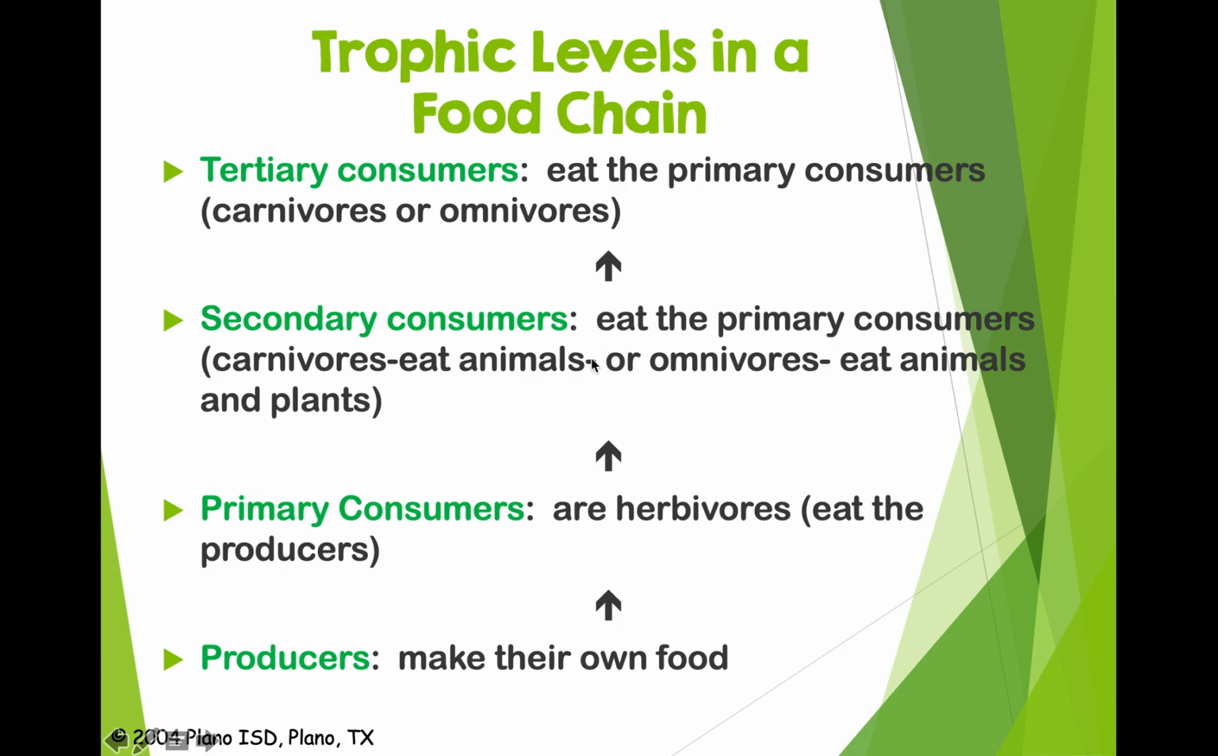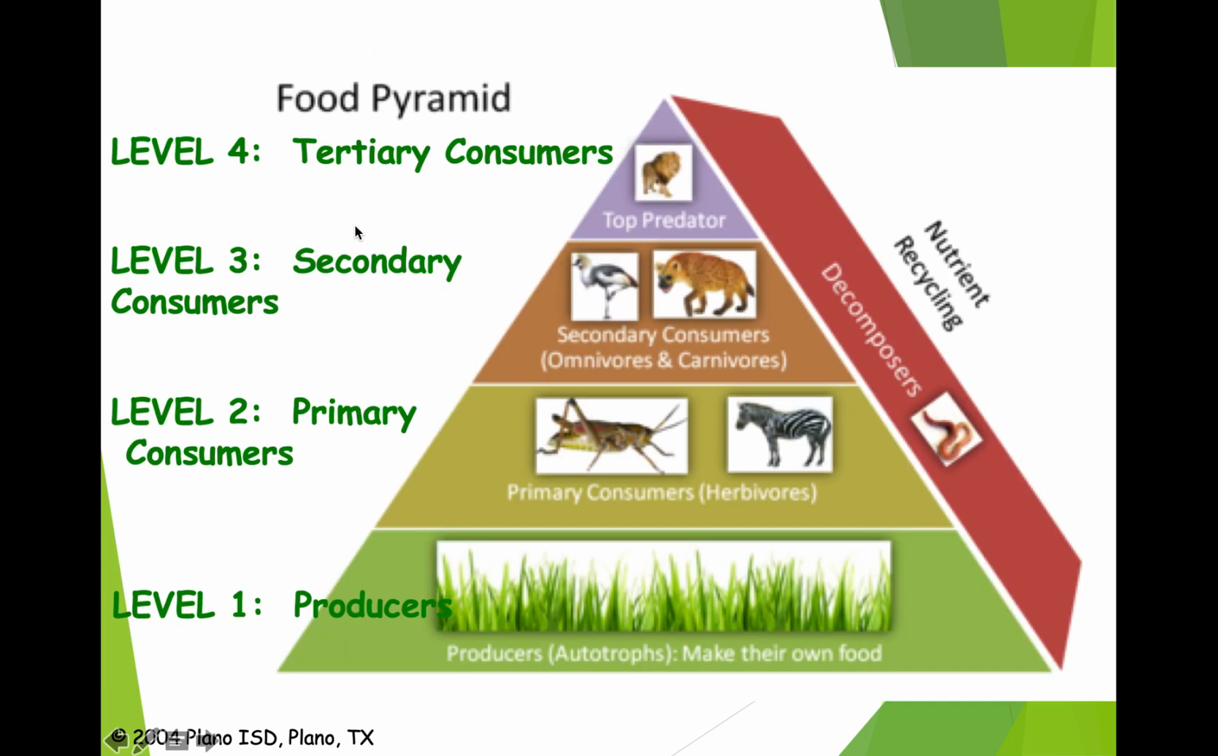Primary consumers are then consumed by secondary consumers because they are coming second in line. They're going to eat these primary consumers, so they can be carnivores, meaning they just eat primary consumers, or omnivores, where they're eating animals and plants. And then finally, you have the tertiary consumers that eat primary consumers and also eat secondary consumers, and they can be omnivores, meaning they eat both plants and animals, or carnivores, eating just animals.